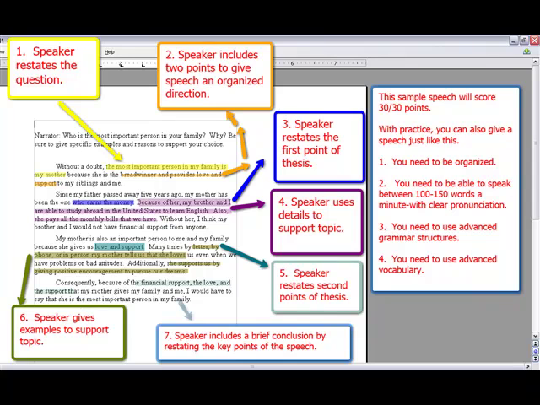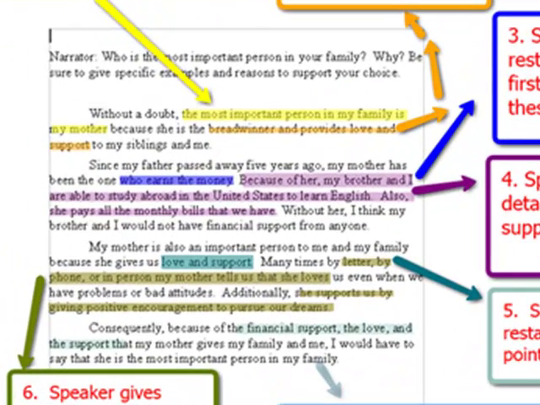Okay, let's take a look at a sample speaking for the free choice speaking task. So you see the question up here. It says, who is the most important person in your family? Why? Be sure to give specific examples and reasons to support your choice.